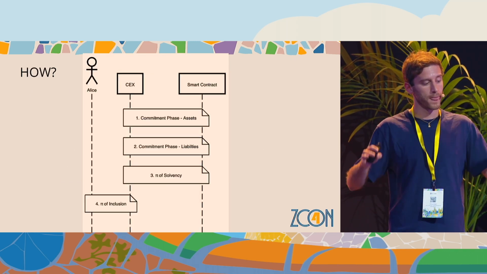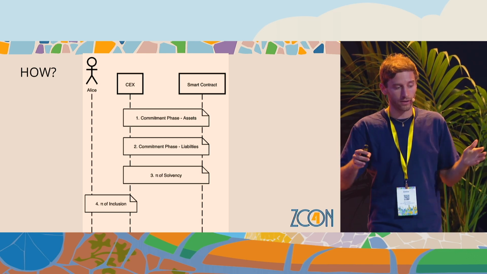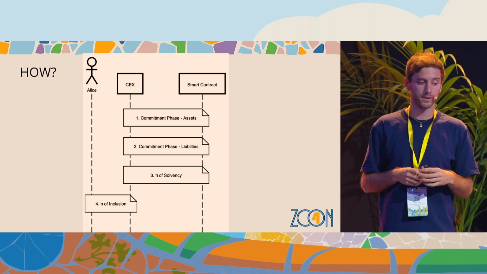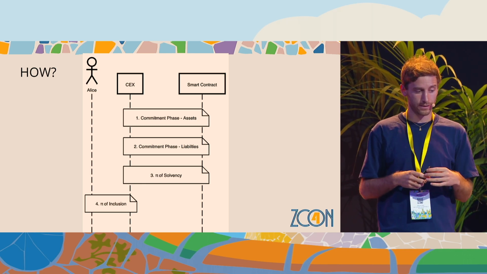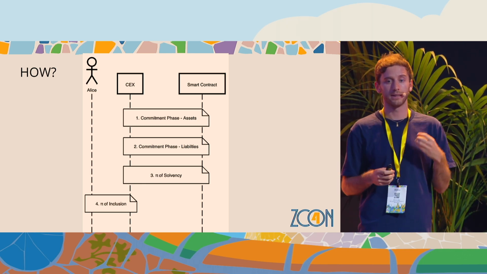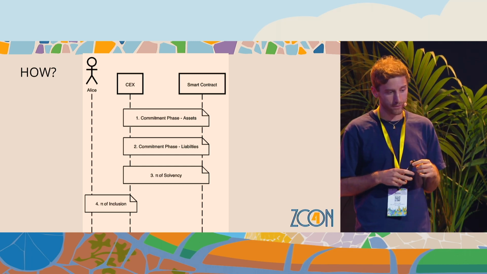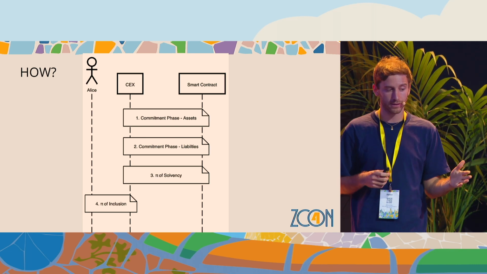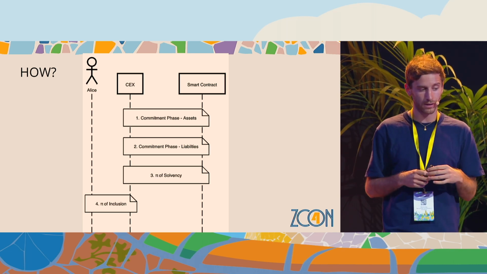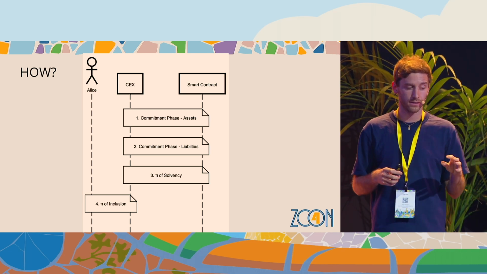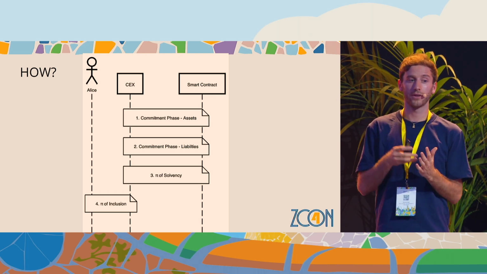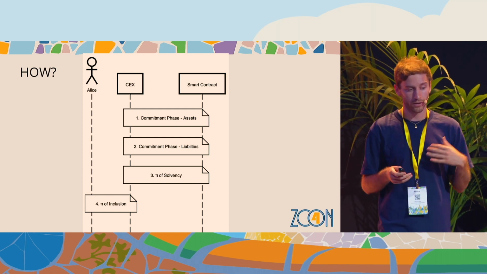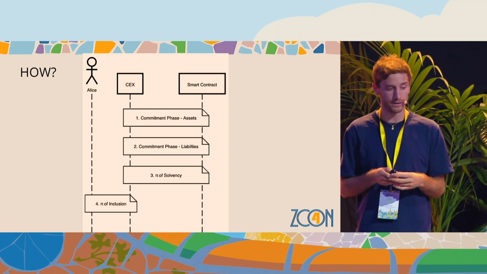So how? Now I'm going to go through the workflow of Summa. There are mainly 4 steps. One commitment phase for the assets performed by the exchange, one commitment phase for the liabilities, the proof of solvency that is generated by the centralized exchange and sent to a smart contract, and only at the end, the centralized exchange will interact with the user to generate a proof of inclusion. So now we're going to go through each of these phases.